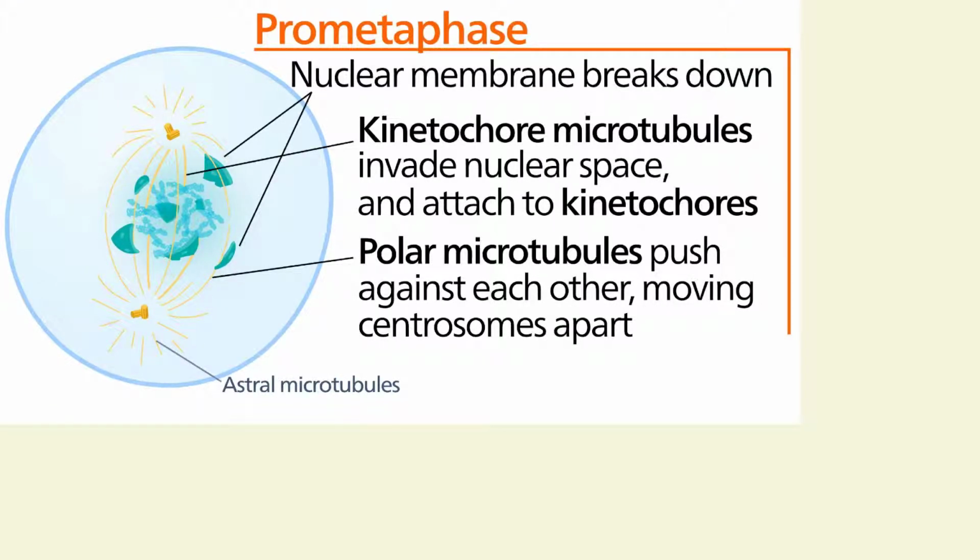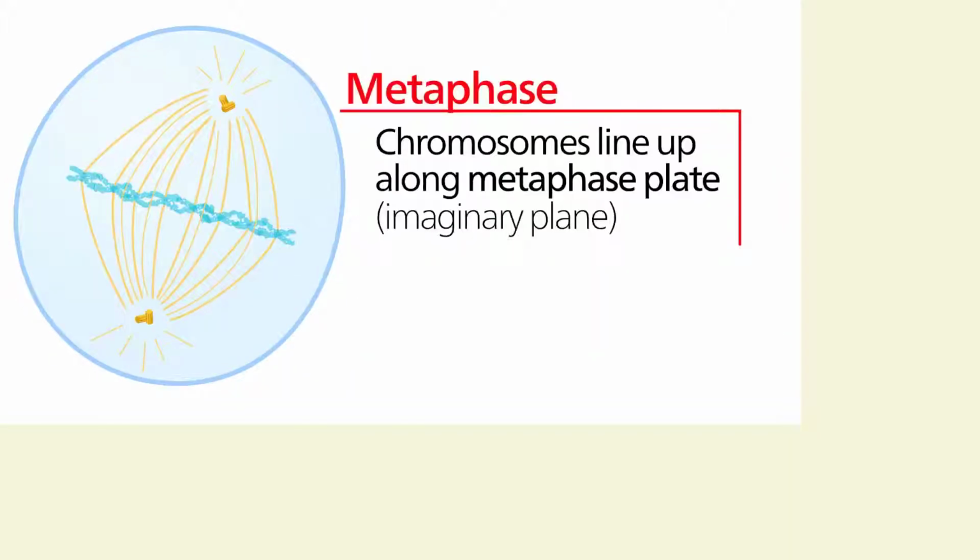And again, for our purposes, we're going to just wrap this one into our other, but I'll go over this one briefly. Prometaphase, the nuclear membrane starts to break down, again, something we just mentioned. The kinetochore microtubules invade the nuclear space and attach to the kinetochores. Polar microtubules push against each other, moving the centrosomes apart. But again, we won't include that in our official listing of the phases.